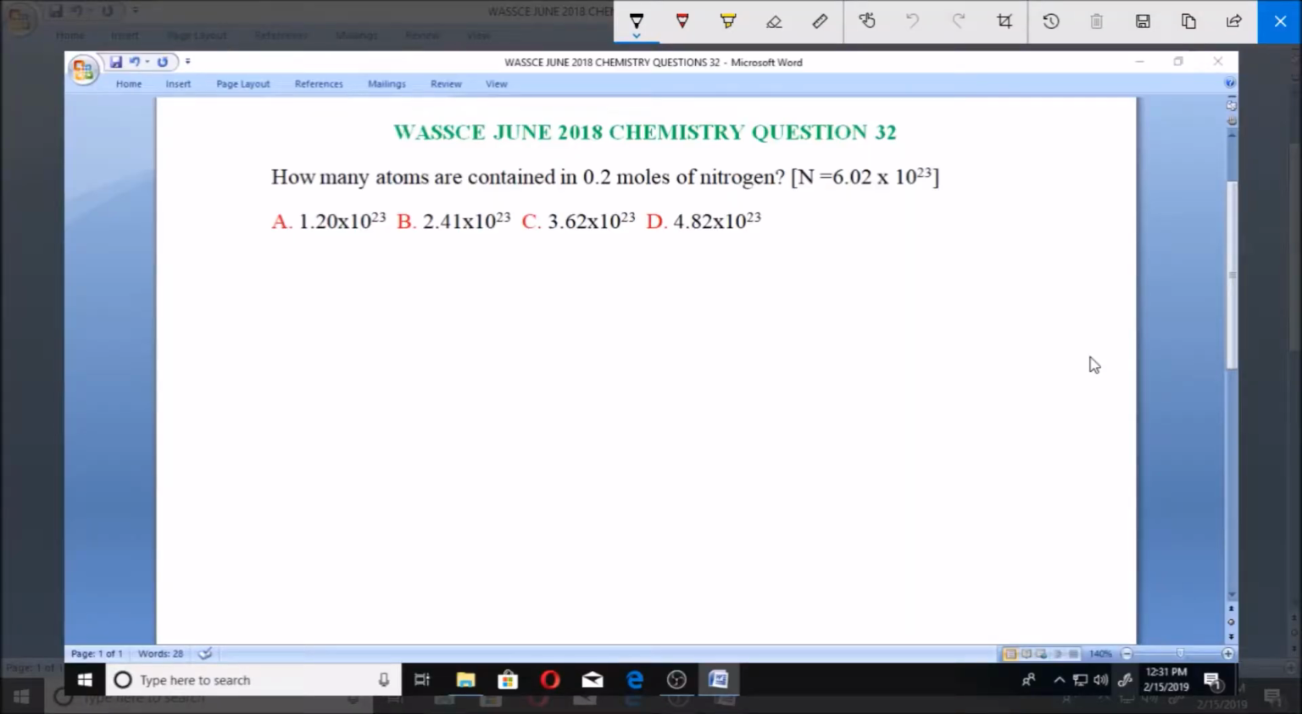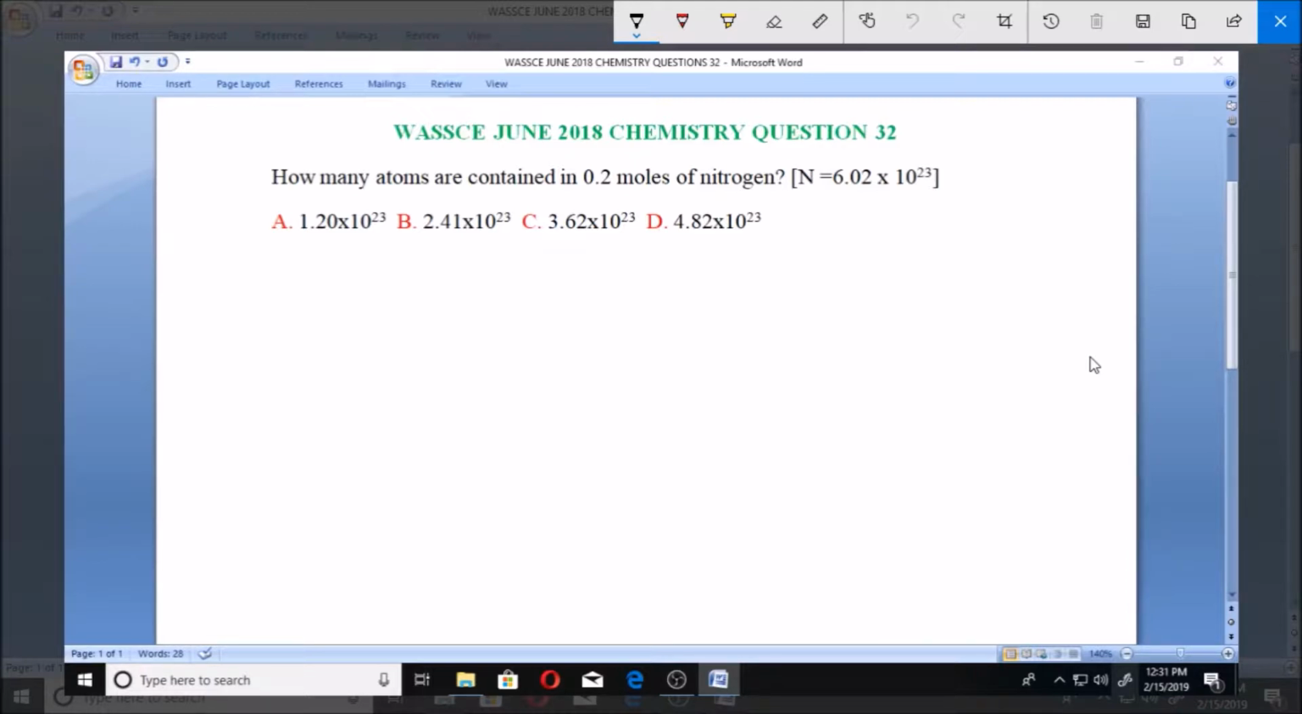Yes, let's look at this WAEC question for 2018 chemistry, question 32. How many atoms are contained in 0.2 moles of nitrogen? Given that Avogadro's number N is equal to 6.02 times 10 to the power 23.